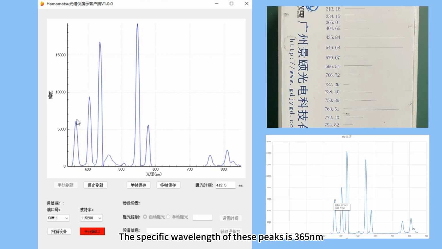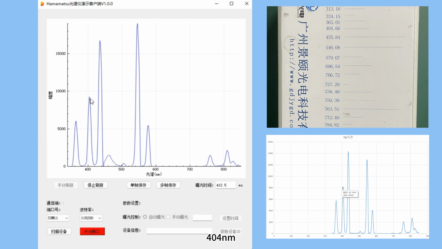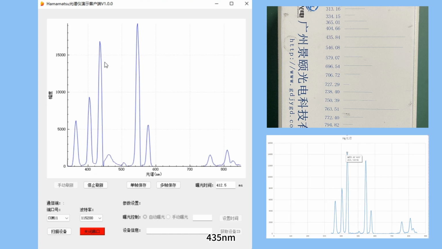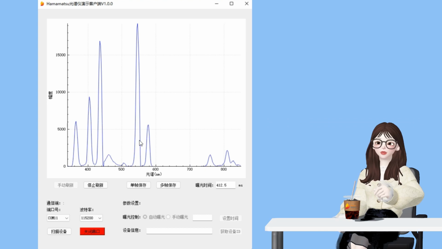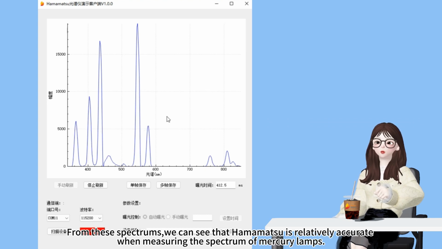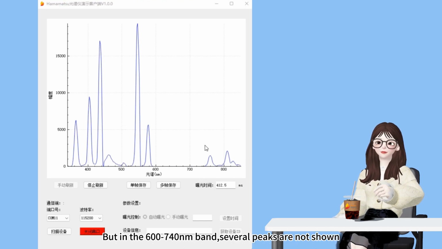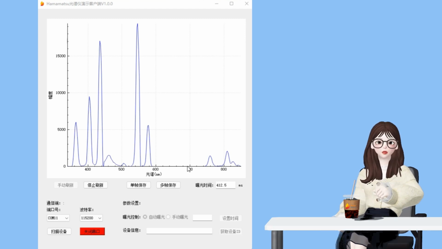The specific wavelengths of these peaks are 365 nanometers, 404 nanometers, 435 nanometers, 546 nanometers. From these spectra, we can see that Hamamatsu is relatively accurate when measuring the spectrum of mercury lamps, but in the 600 to 740 nanometers band, several peaks are not shown.